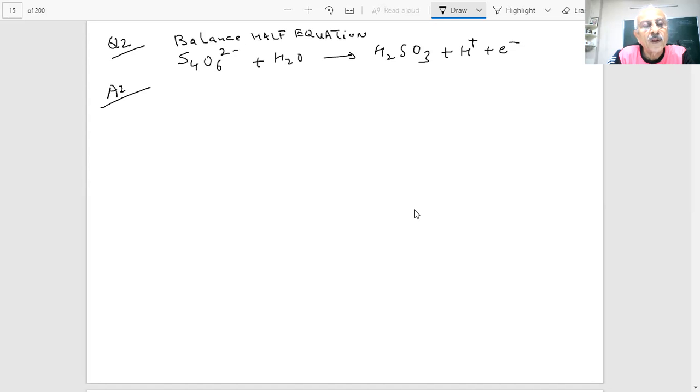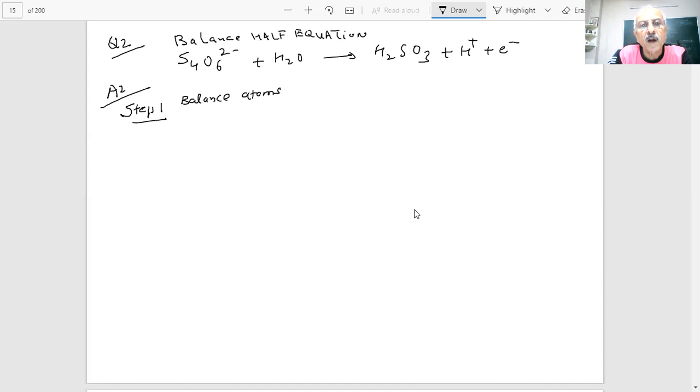S4O6 2 minus plus H2O gives H2SO3 plus H plus plus electron. With me, what is the first step? Tell me, what is the first step, students? Balance all the atoms other than O and H. First step, I told you, balance atoms other than O and H. How many sulfur atoms here? 4. How many are here? 1.